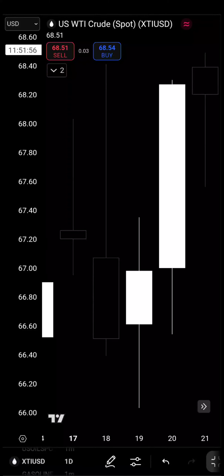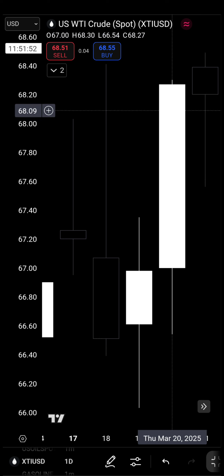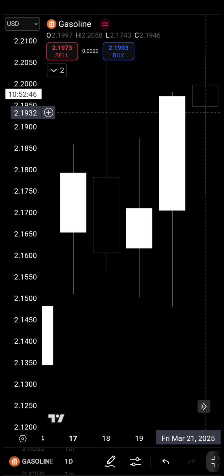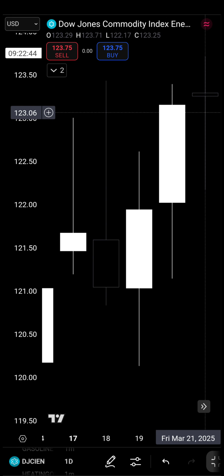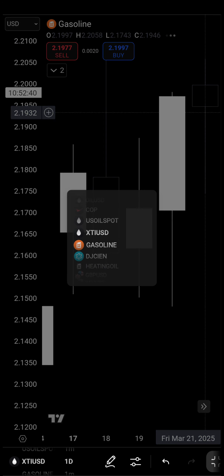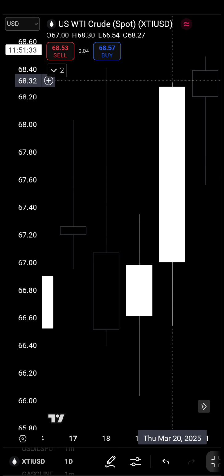Hey, what's going on? I want to explain the drawn liquidity here. So let me go to the corresponding pairs. This is gasoline. Let's see, DJ. Let me go back to oil. What I'm trying to explain is that it closed above here, so the drawn liquidity would be up here, right?